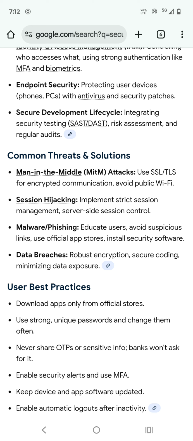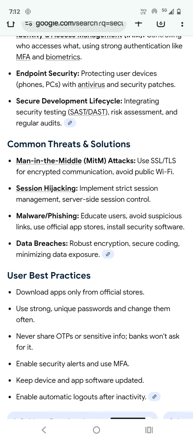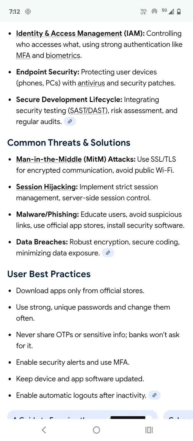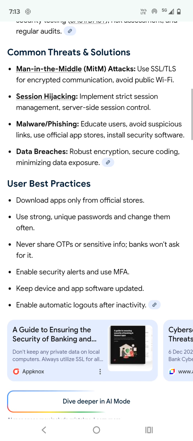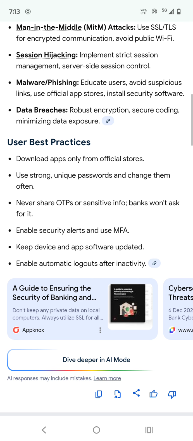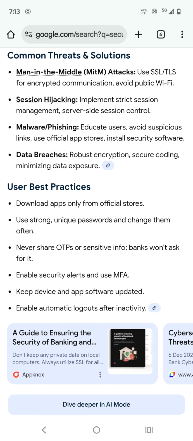Malware, phishing: educate the users, the clients, whoever is going to use the banking application. We have to educate them so that they do not get tapped into phishing attacks and malware attacks. They'll have some knowledge, and they'll recognize it if they get any kind of malware or phishing attack. Data breaches, as I told you, encryption is a good thing. You need to encrypt the data in transit and at rest, secure the coding, minimize the data exposure, secure the database server, secure the application servers, secure the web servers. You need to secure all these things.